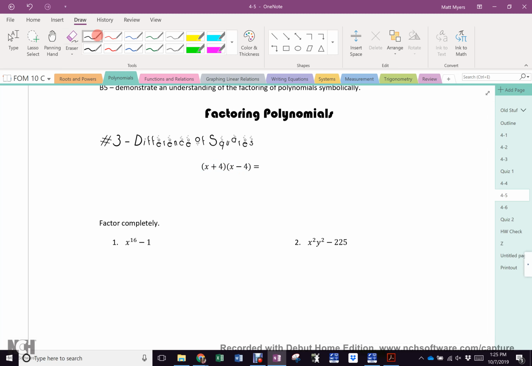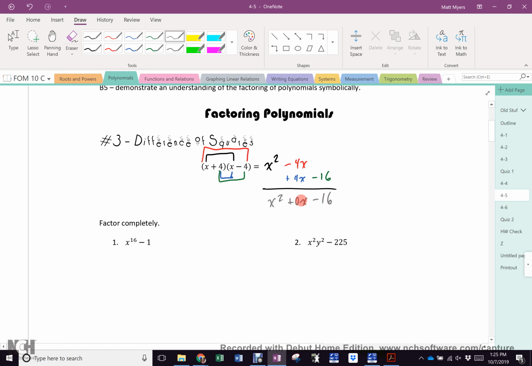The first one we will do, it is the black. It is x times x, which is x squared. The second one is the red. X times negative 4 is negative 4x. The third one is the blue. 4 times x, positive 4x. And the fourth one is the green. 4 times negative 4, negative 16. Now you then, of course, would collect your like terms to get x squared plus 0x minus 16.